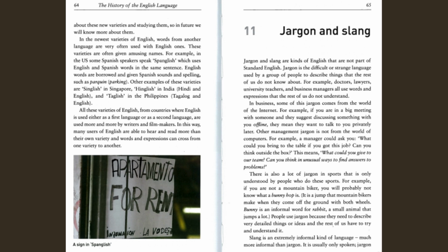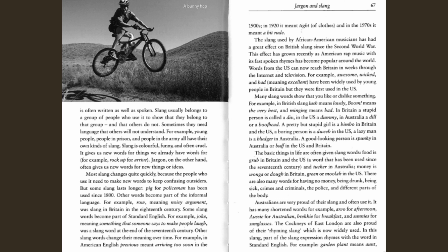Slang is an extremely informal kind of language, much more informal than jargon. It is usually only spoken. Jargon is often written as well as spoken. Slang usually belongs to a group of people who use it to show that they belong to that group, and that others do not. Sometimes they need language that others will not understand. For example, young people, people in prison, and people in the army all have their own kinds of slang.